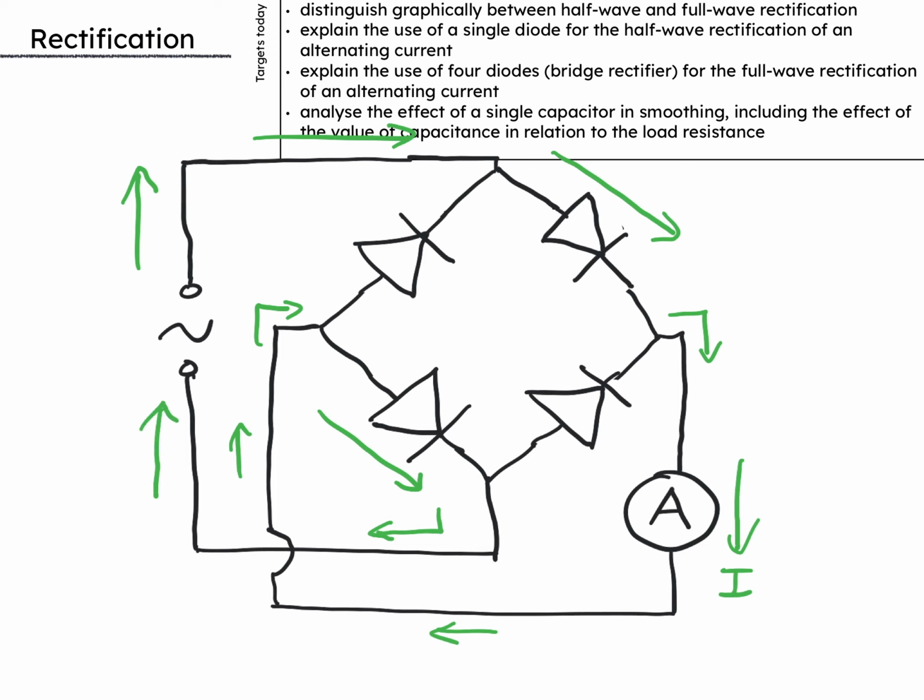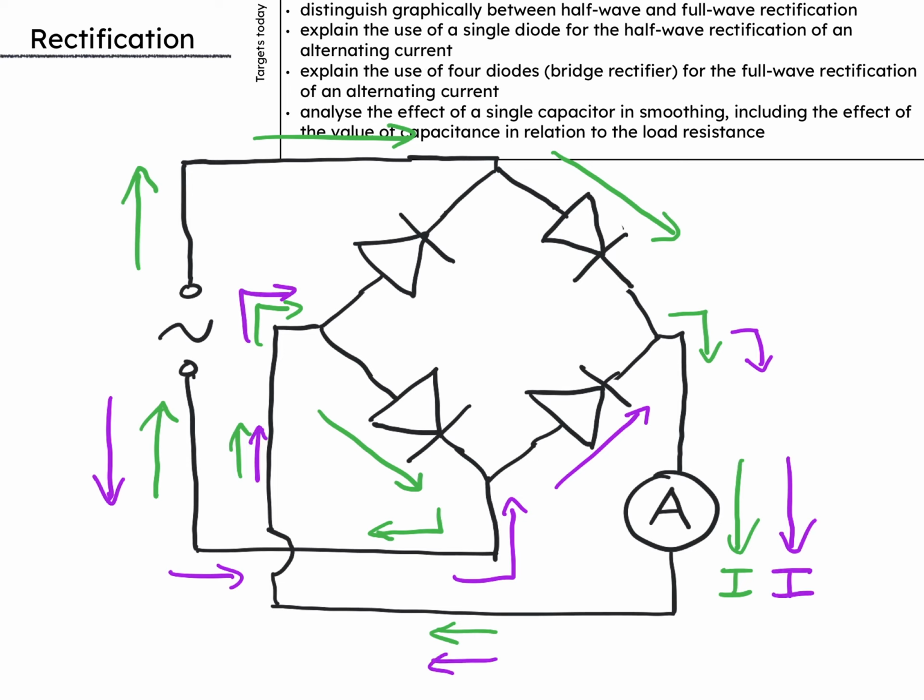When current flows the other way, we can trace the path like this. And we see that the current goes down through here again. So the ammeter always measures a positive current. The problem is the amount of electricity is always changing. We have a direct current, but the value of that current is fluctuating all the time, and for some short moment in time the current is zero.